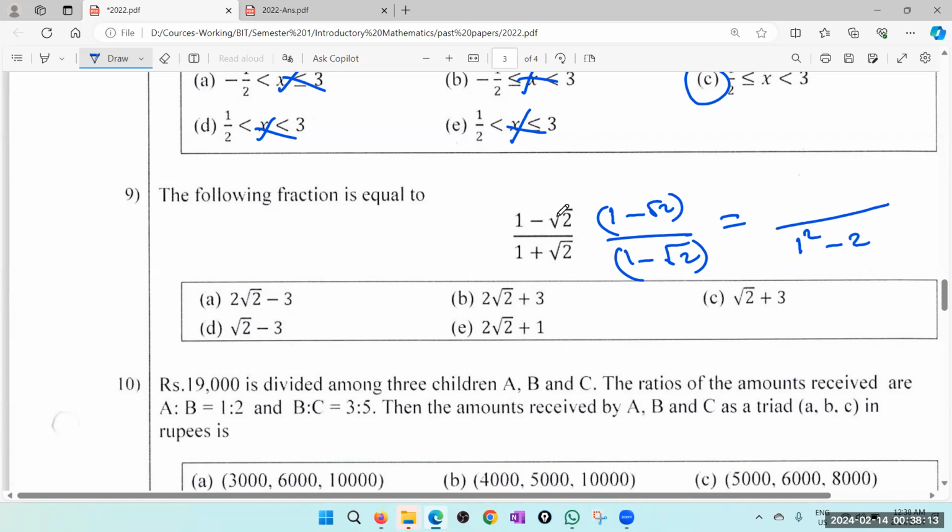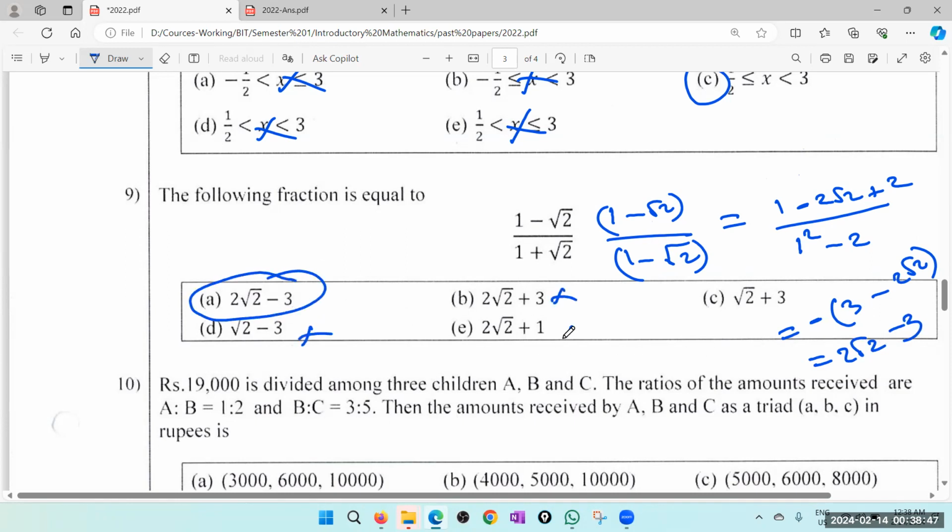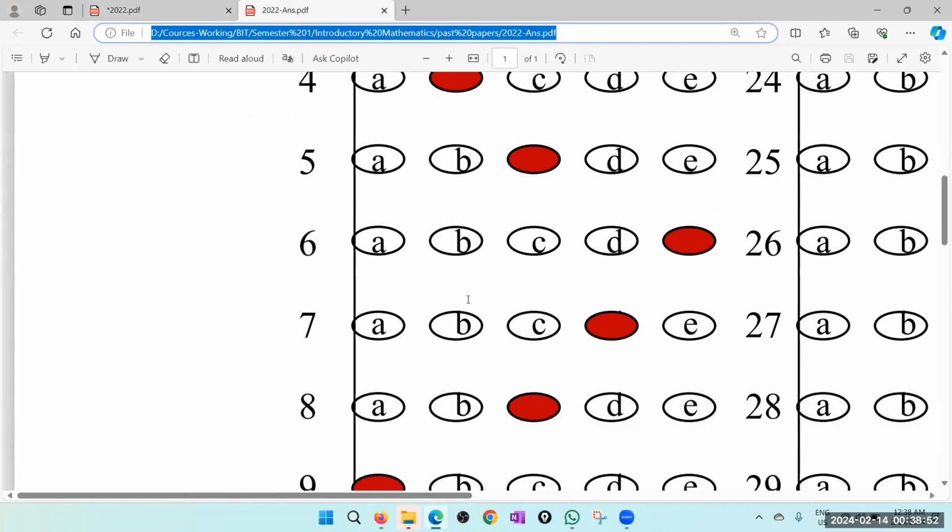And this, of course, I can simplify. Basically, 1 minus root 2 squared is 1 squared, 1 minus 2 root 2, 2 times AB, plus root 2 squared, which is 2. Of course, 1 minus 2 is minus 1. So therefore, I can write it as minus 3 minus 2 root 2, or in other words, 2 root 2 minus 3. The answer is this. So this can't be the answer, okay? So the answer is A. Right, A.